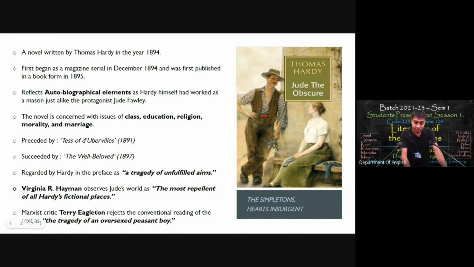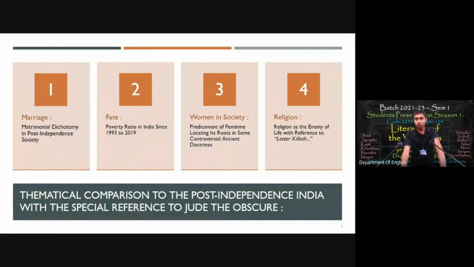And there is the Marxist critic Terry Eagleton. Terry Eagleton rejects the conventional reading of the text as the tragedy of an oversexed peasant boy. It doesn't mean that everybody should read it from the point of view that it is the tragedy of a peasant boy. It is not so, but you are supposed to cultivate new points of view while reading. So this is the introductory part, and let us move to the four themes. The very first one is marriage.